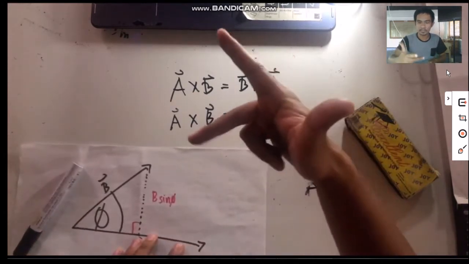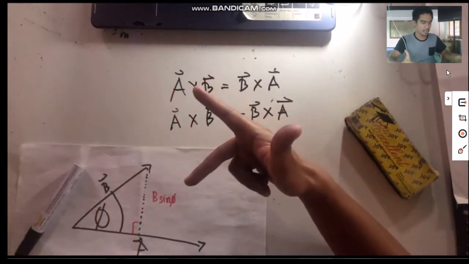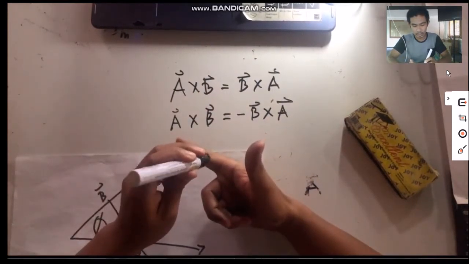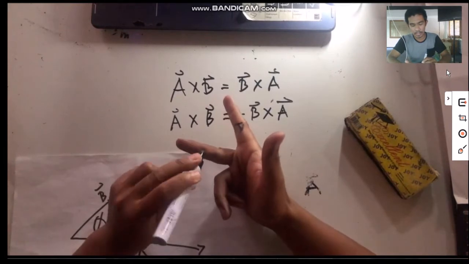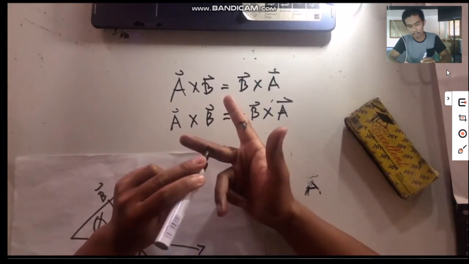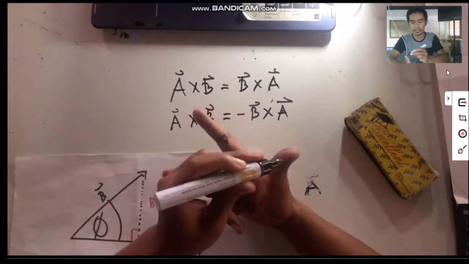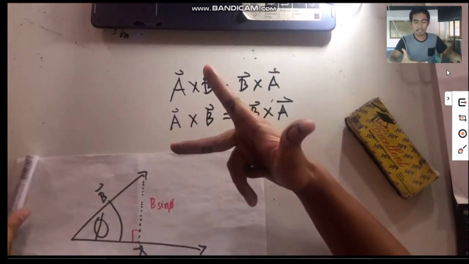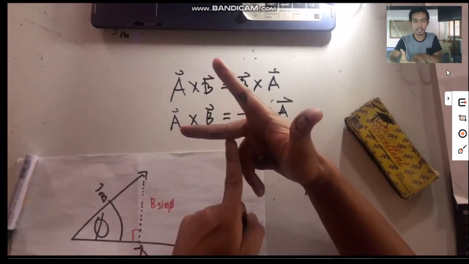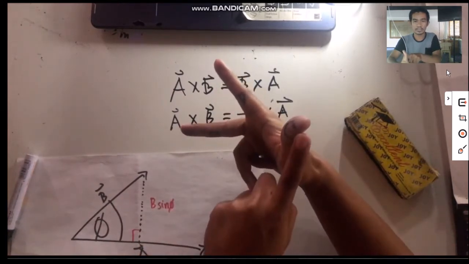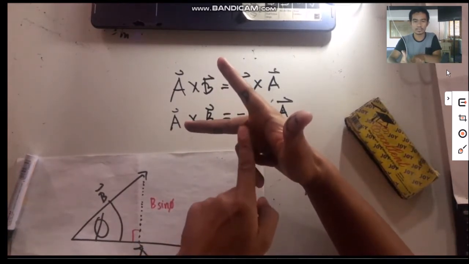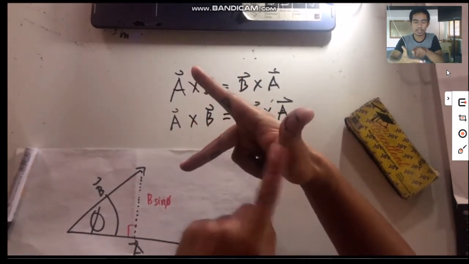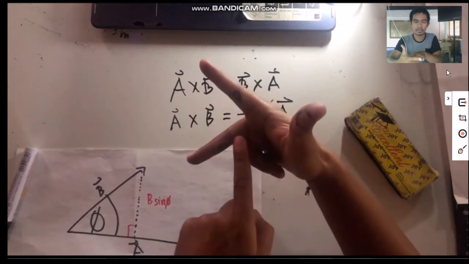Again, if this is vector A, and this is vector B, and this is vector C, then vector A cross vector B is vector C. Let us represent the cross product of these two vectors as vector C. So vector C is perpendicular to vector A as well as vector B.